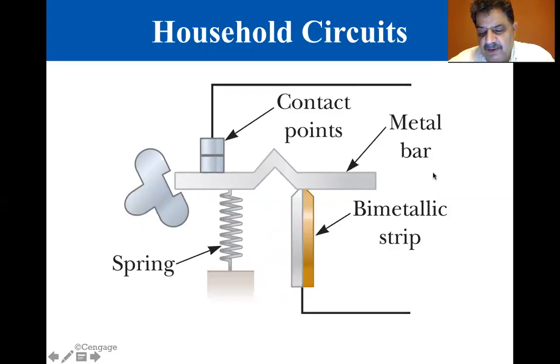Circuit breakers based on this design have the disadvantage that some time is required for the heating of the strip, so the circuit may not be opened rapidly enough when it is overloaded. For this reason, many circuit breakers are now designed to use electromagnets, which we will discuss in the next topic.